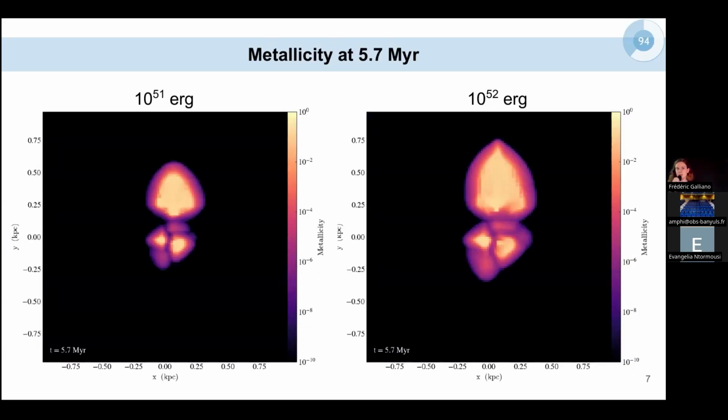Oh, this also doesn't work. Okay, now here are slices of the metallicity, where you can see that we actually have a lot more metallicity right now in this ISM compared to the lower energy case.